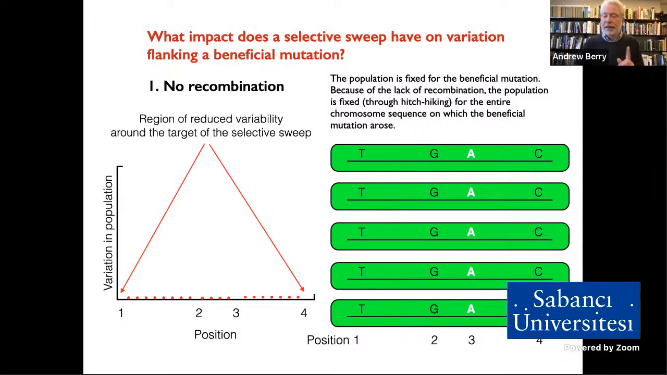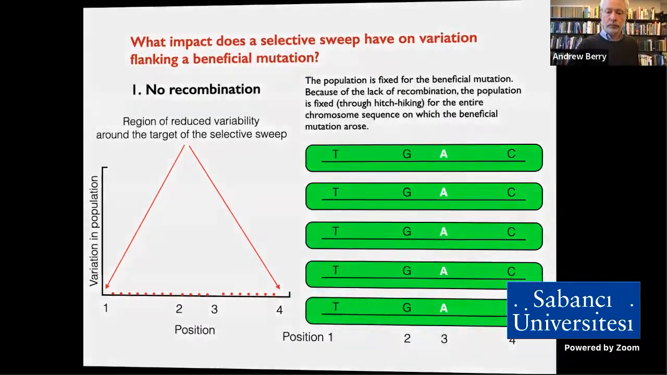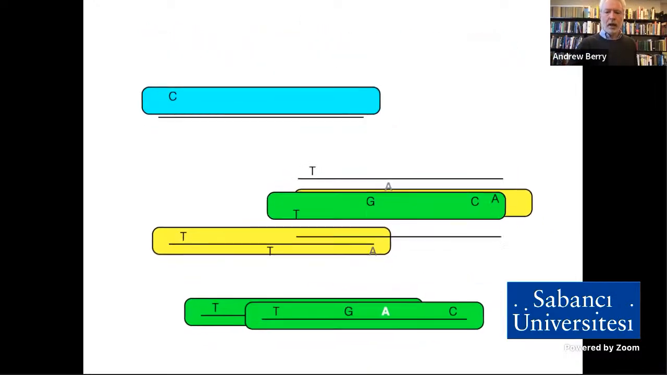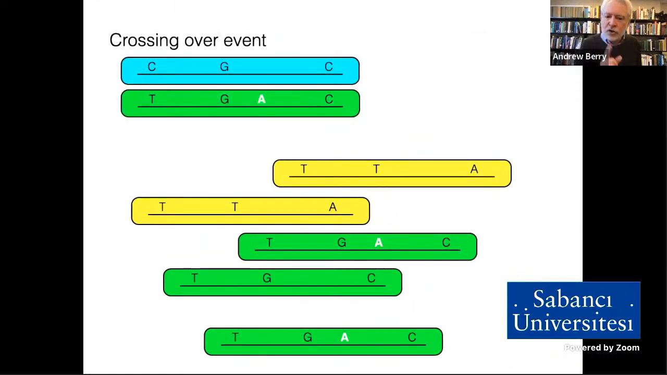But now, what happens if we are more realistic and we look at a situation with some recombination? So in other words, some genetic exchange between chromosomes. So again, same scenario. We've got the white A arising on a green chromosome. We've got three different chromosomes, the turquoise, the green, and the yellow. Now, this is different because during the sweep process, you can have crossing over events.